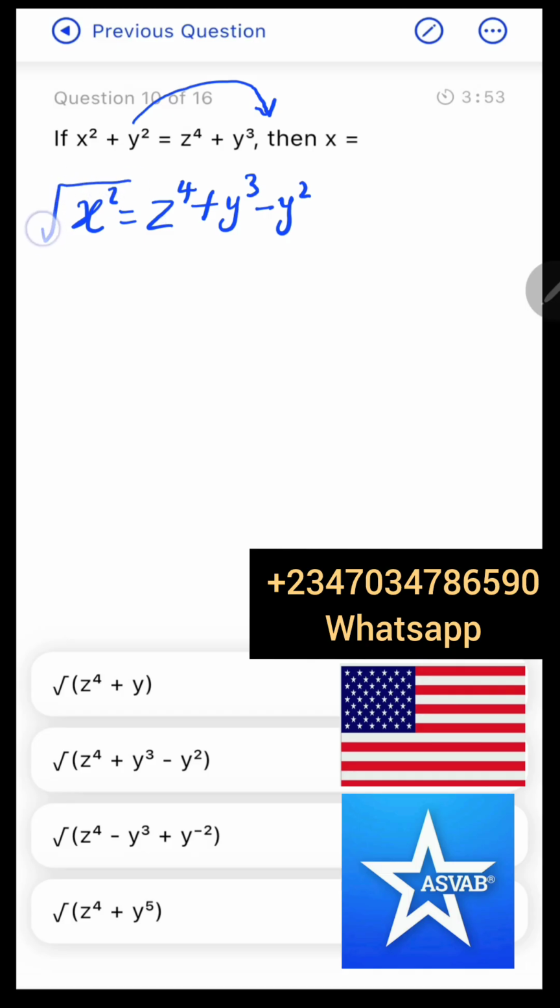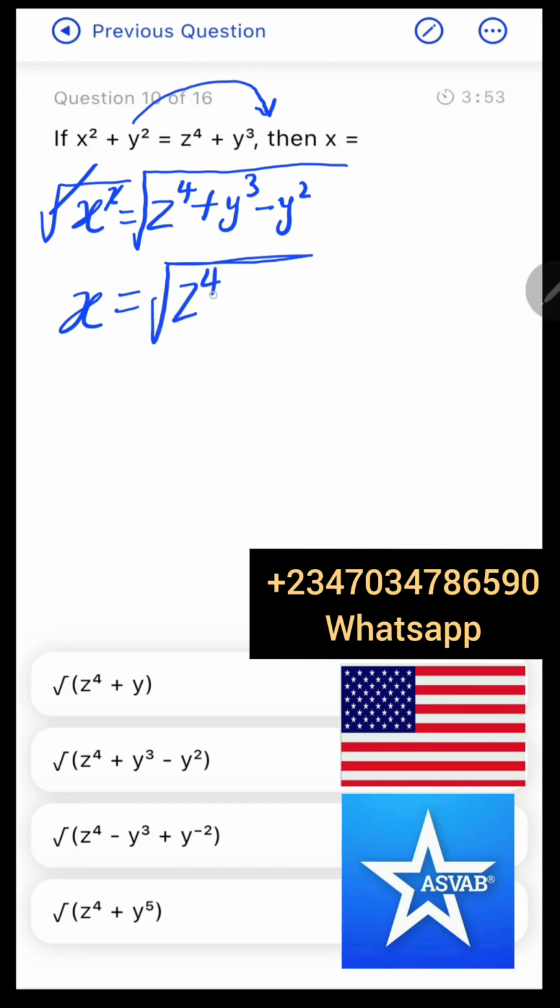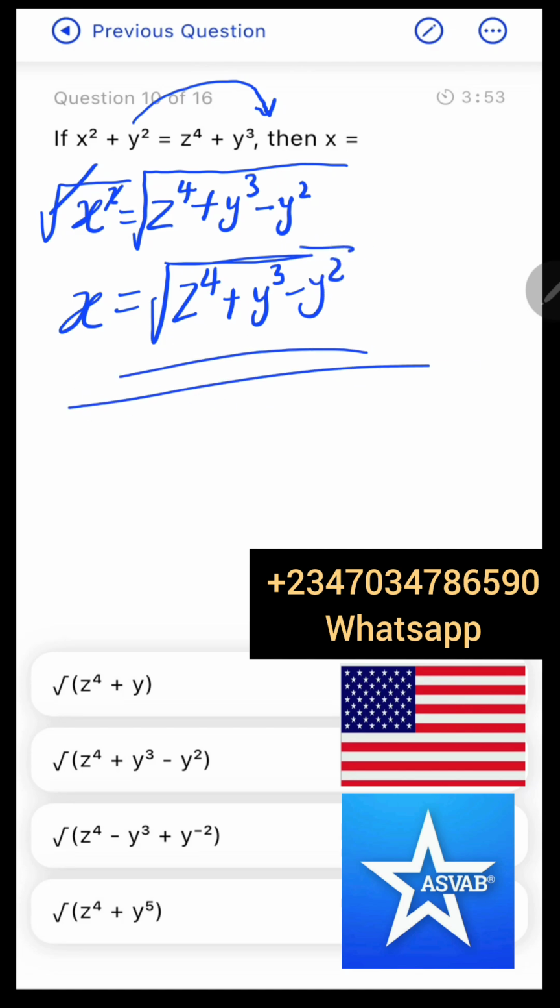So when we take the square root of the left hand side, we also do the same thing to the right hand side, so that the square cancels the square root. So we are left with only x on the left hand side, which is equal to square root of z to power 4 plus y to power 3 minus y to the power of 2. So this is going to be the value of x. And if you check, the second option is going to be the correct answer.